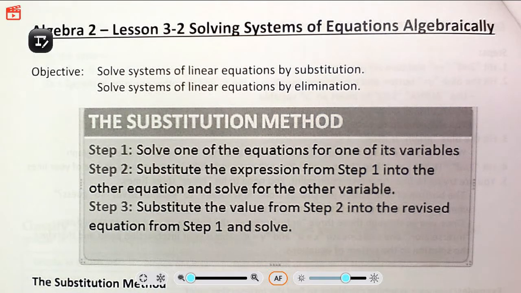Hello and welcome to lesson 3.2, Solving Systems of Equations Algebraically. So today we're going to learn how to solve a system of equations by substitution and by elimination.